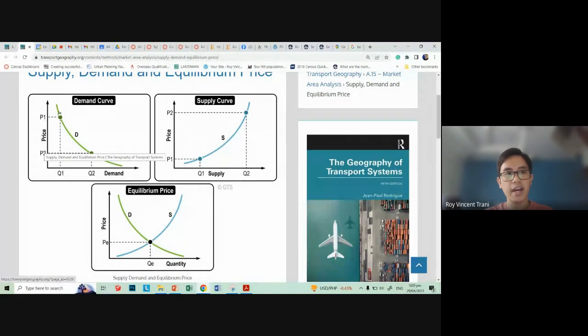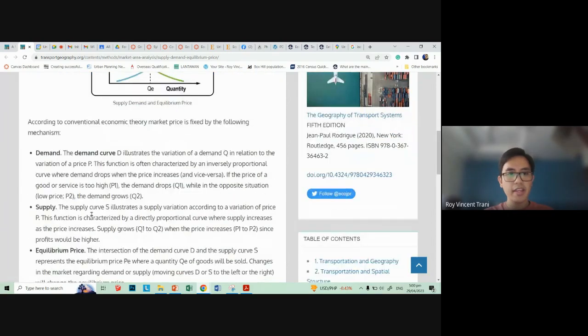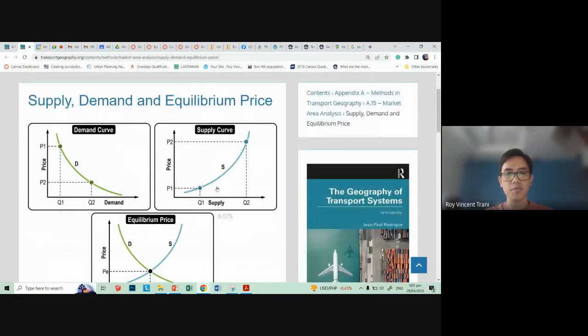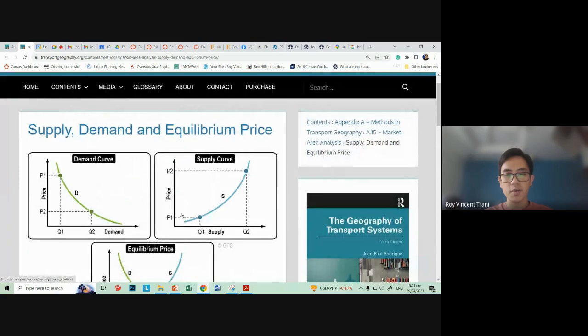P1, high price, low demand. P2, low price, high demand. If you go to the right, the demand is higher. If you go up, the price is higher. Then the supply curve illustrates supply variation according to price P. This function is characterized by a directly proportional curve: as supply increases, price also increases. Price 1 here is at the lower end, and supply is also at the lower end. As price increases, the quantity of a good or service also increases.